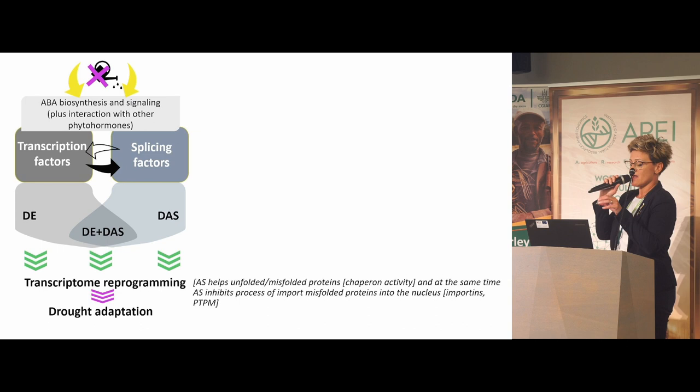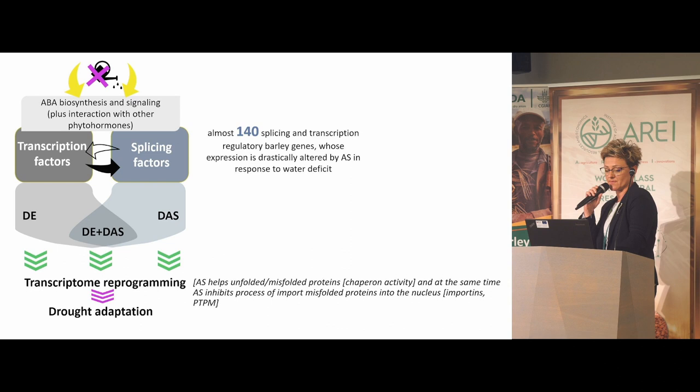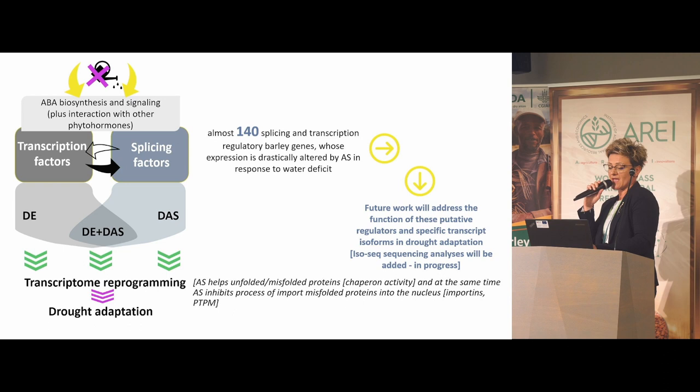And at the same time, alternative splicing inhibits the process of import of misfolded proteins into the nucleus by alternatively spliced transcripts for importins, and proteins that perform post-translational protein modification. So we were able to identify 140 splicing and transcription regulatory barley genes that were regulated only at the alternative splicing level. And future work, of course, will address the function of these putative regulators and build some interactions between them. Also, we are in progress of Iso-Seq sequencing, which will shed light for sure.